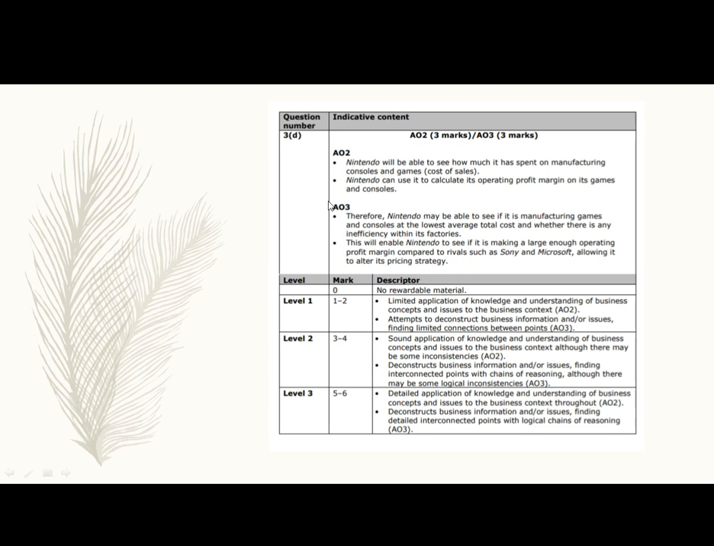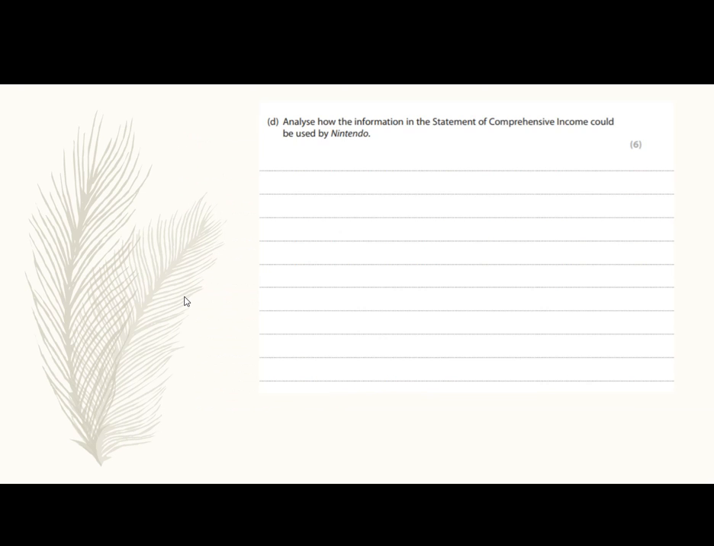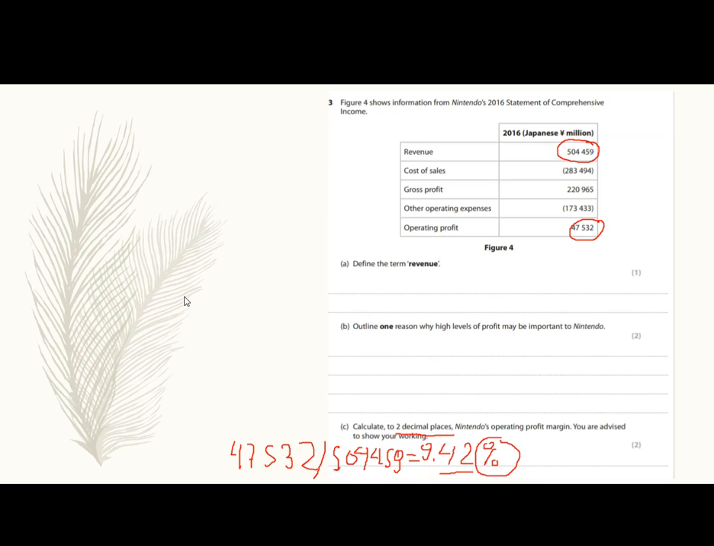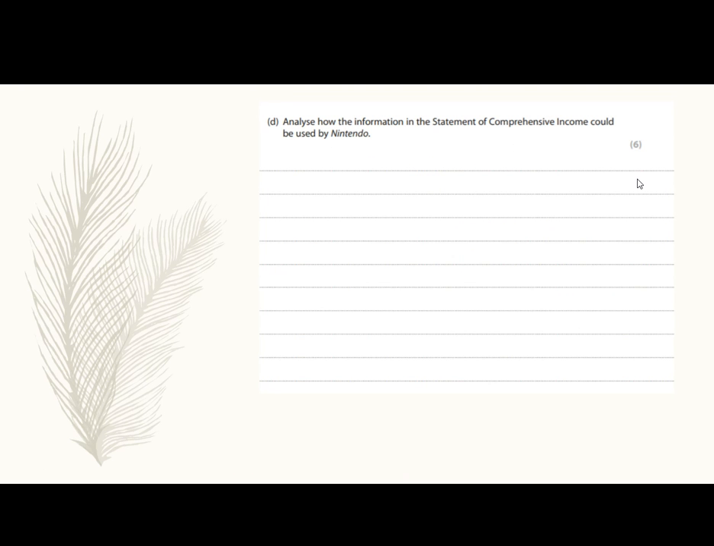These are just some ideas provided by examiners. Of course, you can't read their mind, right? And you can't simply copy it from the mark scheme in real life. So it's really up to you. Just think about the benefits of the statement of comprehensive income. Think about Nintendo and look at this real statement of comprehensive income and try to analyze. So this is how it works.